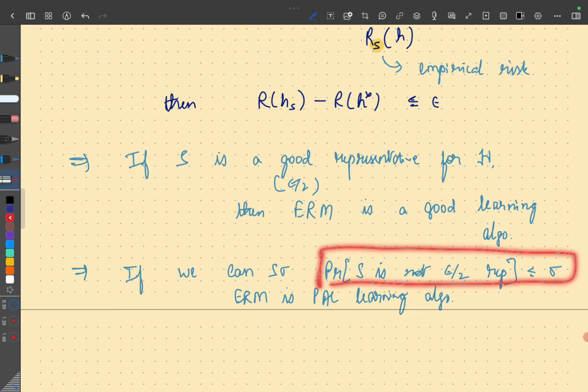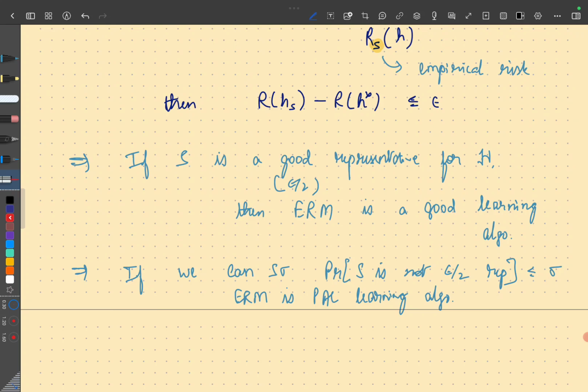So basically the probability that the sample is not a good representative is arbitrarily small. If this can be made arbitrarily small, then it is PAC learnable. Or maybe the positive statement would be the probability that S is epsilon by 2 representative is greater than or equal to 1 minus delta, for an arbitrarily small delta, then ERM is a PAC learning algorithm. Of course, this is a loose statement, where I can make epsilon and delta go down to 0 as I increase the number of samples. That's a requirement.